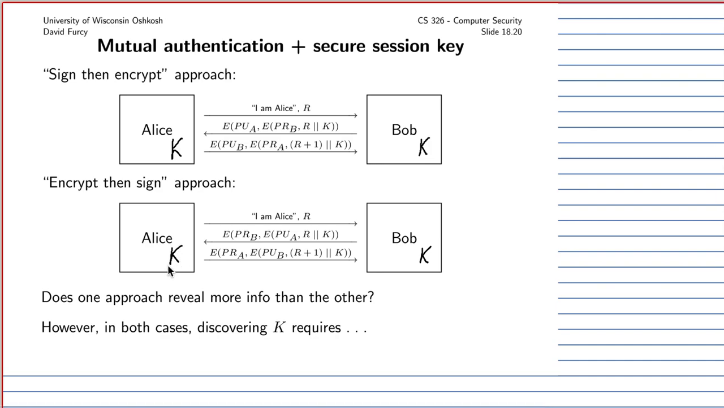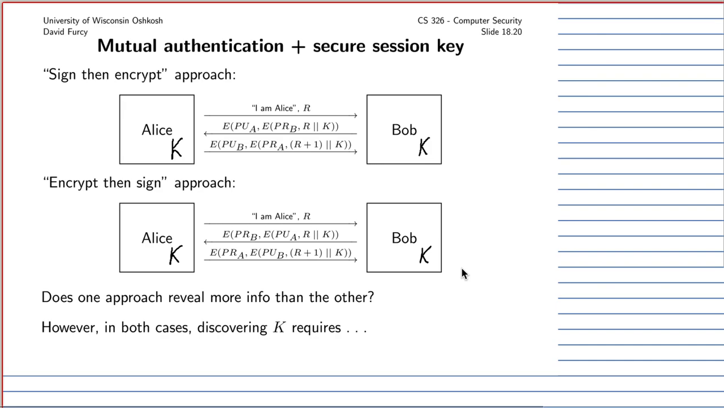Then to authenticate herself to Bob, she's going to first encrypt both the nonce and the key using Bob's public key. That's for confidentiality. And then she's going to sign the whole thing using her private key. So Bob, receiving this message, can check that this actually came from Alice and that she's the one who received the key and was able to encrypt it for him. So again, in this case, it appears that both parties are authenticated and the session key was shared securely.